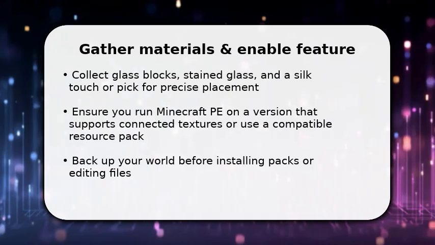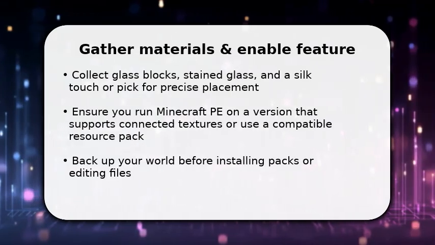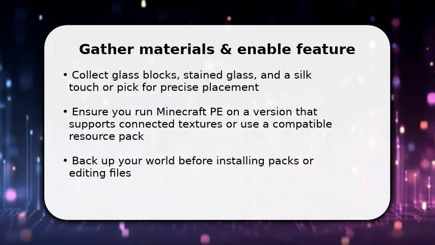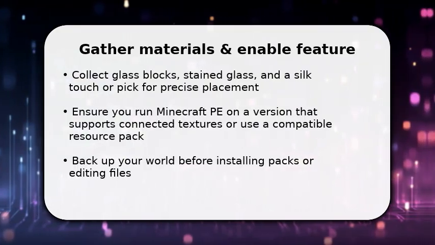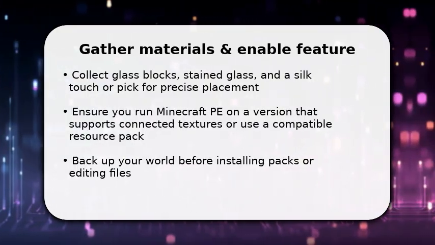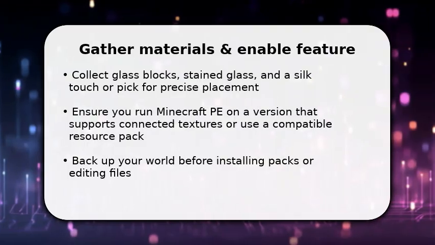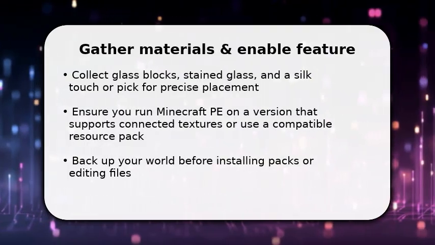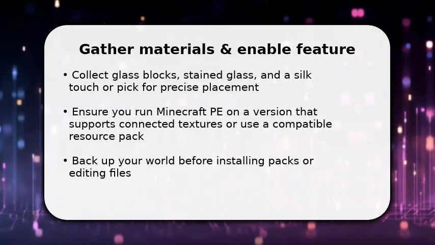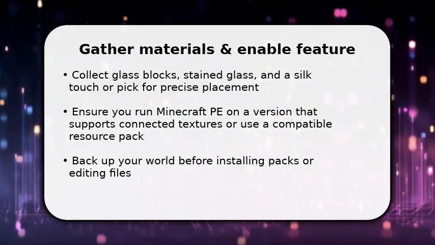Enjoy the video. You start by preparing so nothing interrupts the build. First, gather plenty of glass and any stained variants you want to connect. Next, enable or install a connected texture resource pack compatible with Minecraft PE and open the World folder. Make sure the pack is active in the game settings.